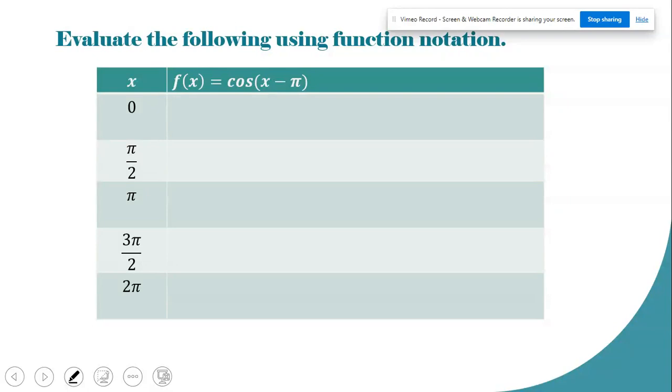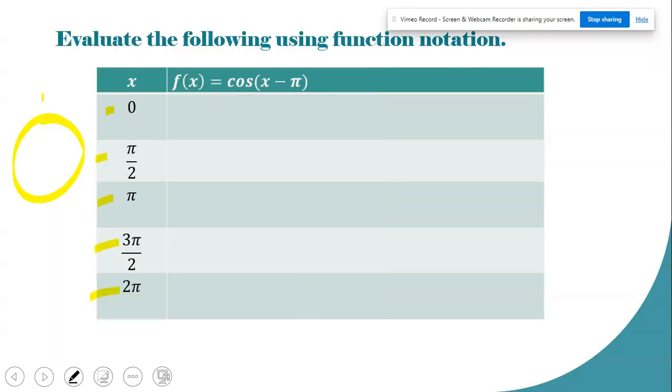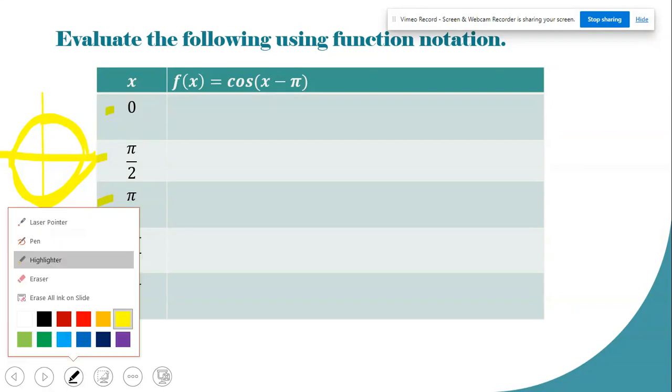And lastly, a slightly harder problem. Evaluate the following using function notation. So I'm giving you a ton of different angle measures. I'm giving you 0, pi over 2, pi, 3 pi over 2, or 2 pi. We're really just going around the unit circle here, going all the way around. 0, pi over 2, pi, 3 pi over 2, 2 pi.